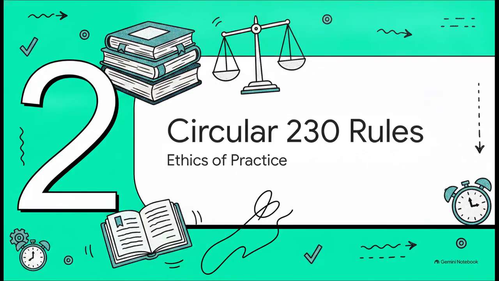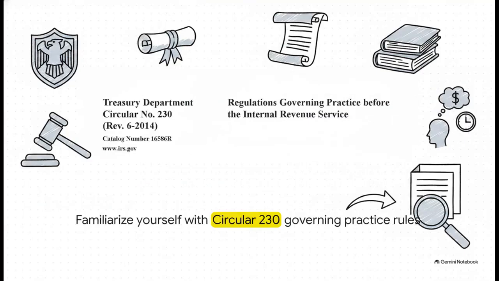Moving right along to Section 2, Circular 230 Practice Rules, or as I like to call it, the Ethics of Practice. Treasury Department Circular Number 230 is your absolute rulebook. Along with IRS Publication 947, this is your mandatory reading. It lays out exactly who can practice before the IRS, your specific duties, and the super strict restrictions on things like how you advertise, managing conflicting interests, and the rules against charging contingent fees.